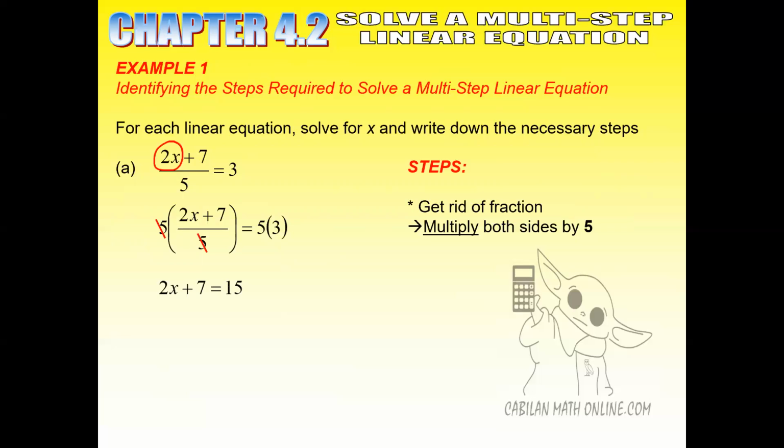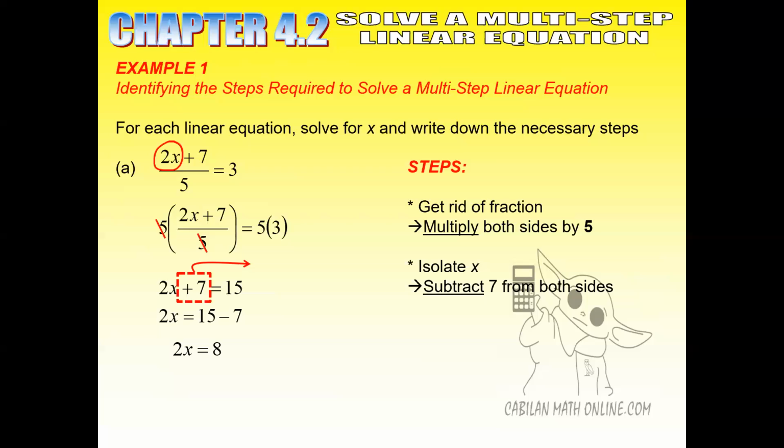From here, we're still looking at the 2x, so we're going to leave that alone. The next move is to take this 7, and since it's positive, when it goes to the other side it subtracts itself from the 15 that's already there. 15 minus 7 gives me 8. Last but not least, we have a 2 and an x grouped together by multiplication. The opposite of that is to divide both sides by 2. That cancels out the 2s on the left side, and that gives me x = 4.